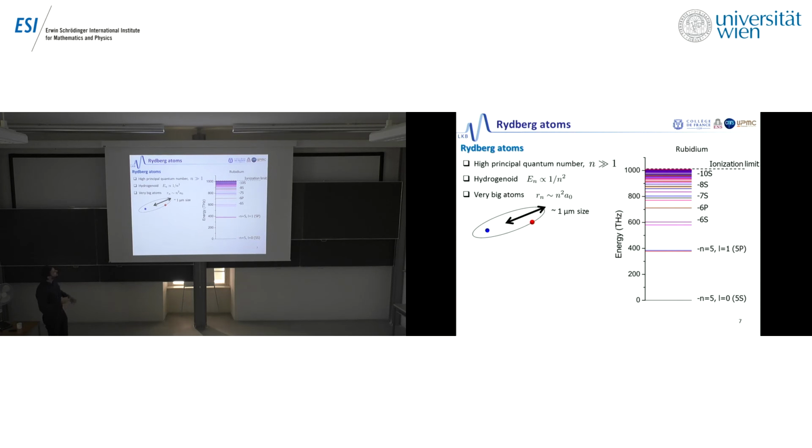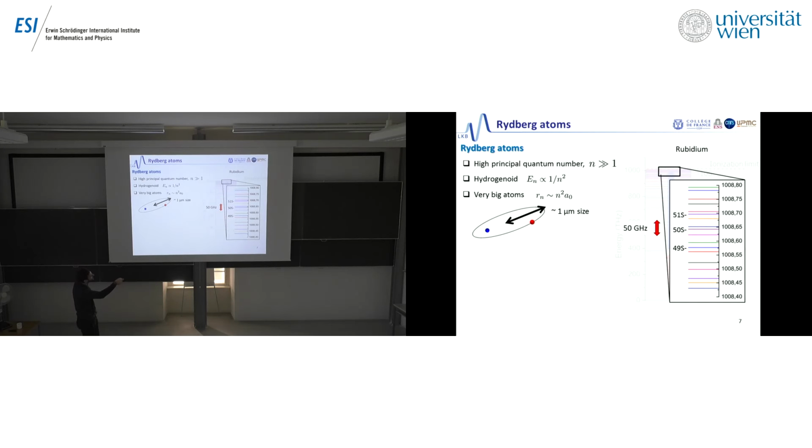Well, they are atoms where one electron is promoted to a very high principal quantum number. They have hydrogenoid properties, and they are basically very big atoms where the size of the electron orbit scales as the square of the principal quantum number. Okay, so in the rest of the talk, we'll be interested in a rubidium atom, which has one valence electron, and which has Rydberg states that are accessible via laser transitions. And the splitting between the Rydberg states in a given n between two n manifolds will be in the order of 50 gigahertz. So that's one figure that you should remember for the rest.